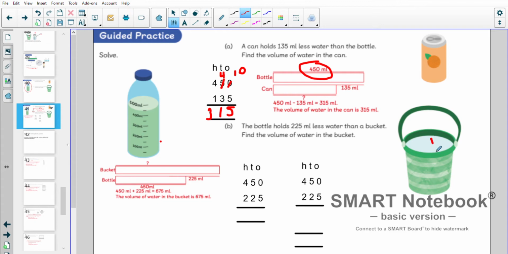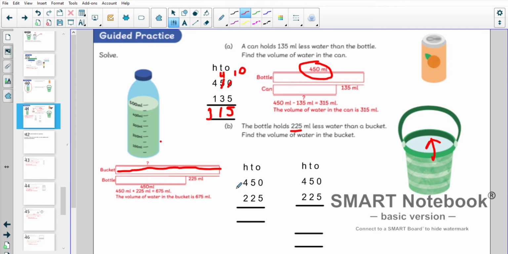So again, like in our own focus, that needs to be more than, because the bottle is less. Find the volume of water in the bucket, so the big number. So I can then draw a bar model, say the bucket is the biggest and the bottle is the smallest. We know the volume of liquid in the bottle, and we know that the bucket is 225 millilitres more. So we need to add. So it's a choice of adding and subtracting, we need to add.